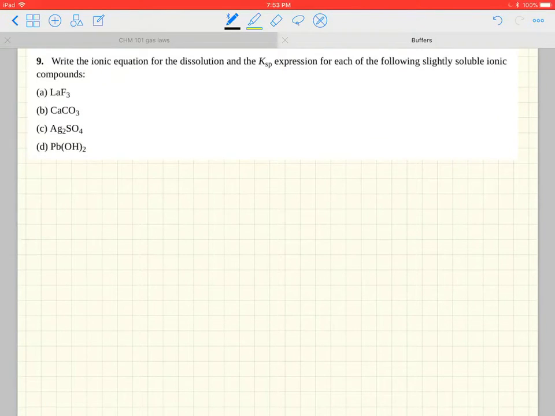Here in question 9 from chapter 15, OpenStax, we're asked to write some equations and then write some expressions for the Ksp. So let's go ahead and do that. For lanthanum(III) fluoride, we've got a solid that's in equilibrium with lanthanum 3+ aqueous. And there are 3 fluorides.